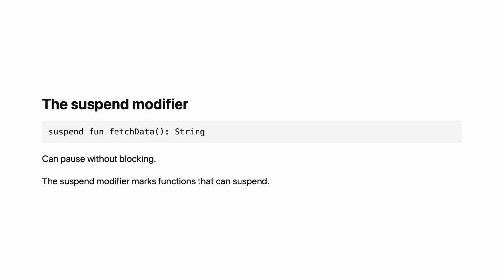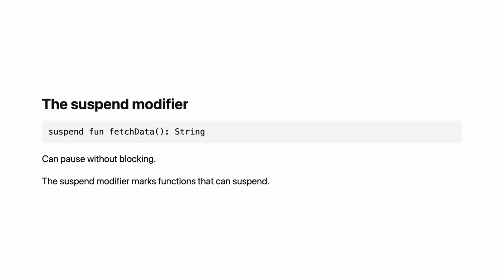Any function can be marked suspend. The modifier does not change what the function does. It changes where and how it can be called. Suspend functions look like regular functions. They have parameters, return values, and bodies. The suspend modifier is the only difference.